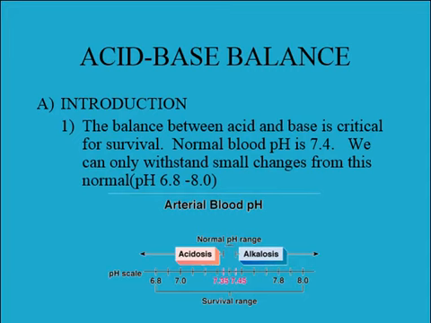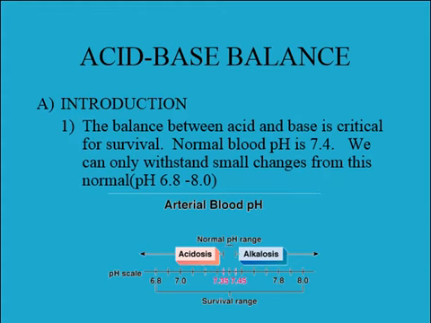Our normal blood pH is 7.4, slightly basic. We can only withstand relatively small changes from that 7.4. We can go down to a 6.8 or up to an 8.0. But at those extremes, you have about 1 minute to live. So it's critical that our acid-base balance is kept intact, right? That we maintain the correct pH.